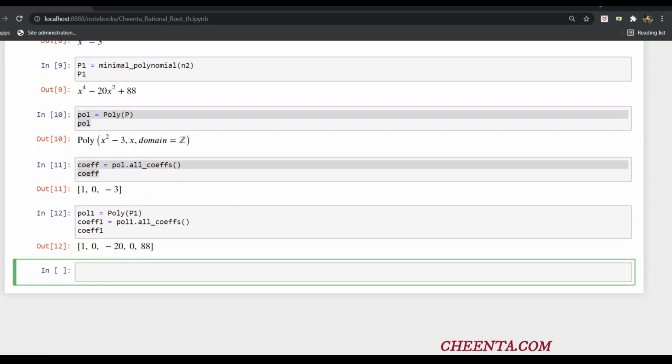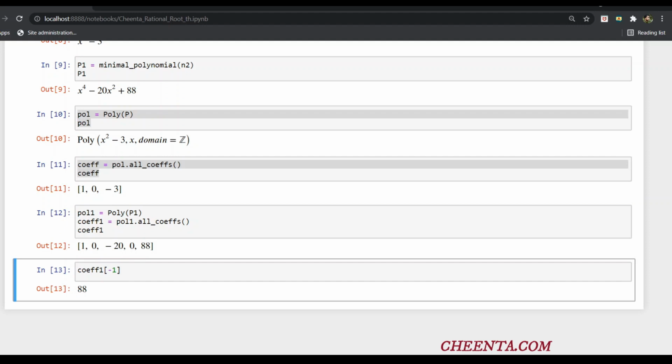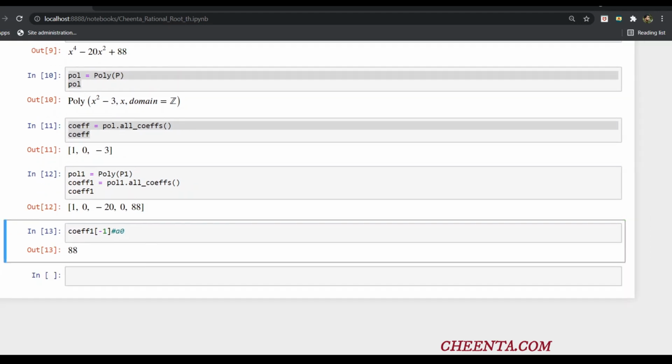So how can I find the value of a naught? A naught is the last one, right? And the last one is actually given by a bracket minus 1. It gives me the last one. If I run it, it will give me 88. So this is actually the a naught. Okay. So I hope up to this point everything is clear.